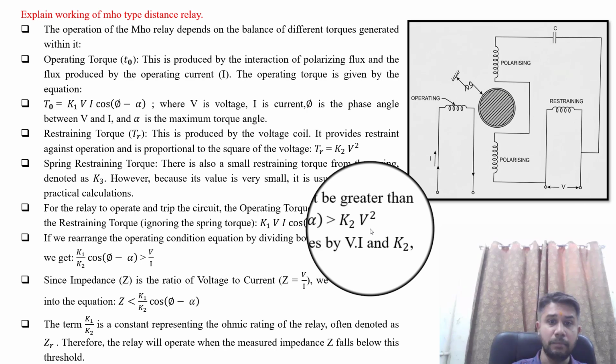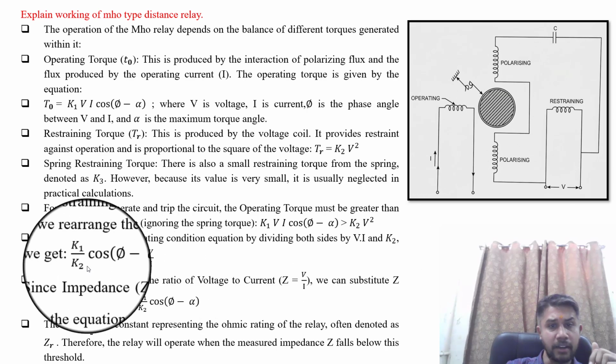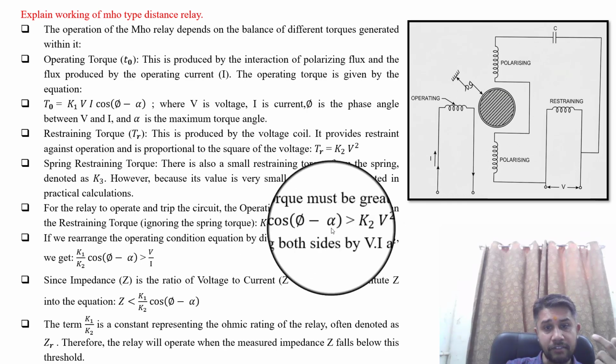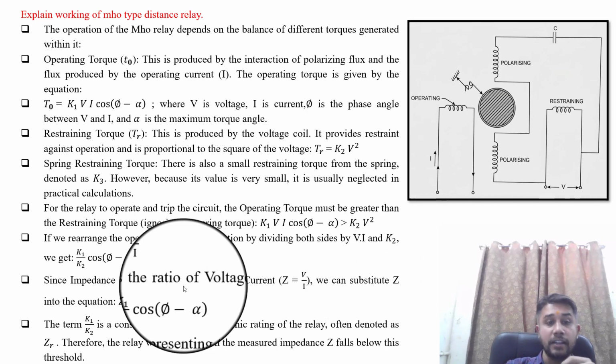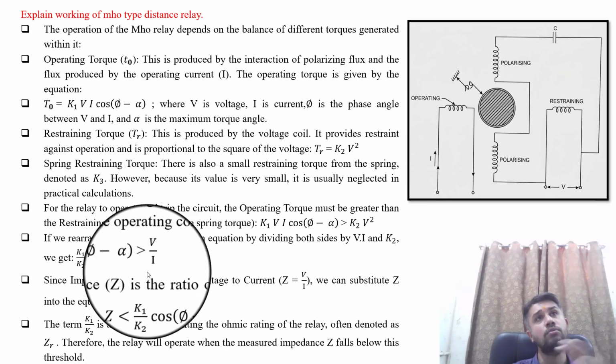Now if we rearrange the terms and divide the equation by K2 into V I on both sides, the equation may be rearranged as K1 by K2 cos phi minus alpha must be greater than V upon I. Now V upon I, the ratio of the voltage to the current, is the impedance Z. So we can substitute the value Z, and the equation can be written as Z less than K1 by K2 cos phi minus alpha.